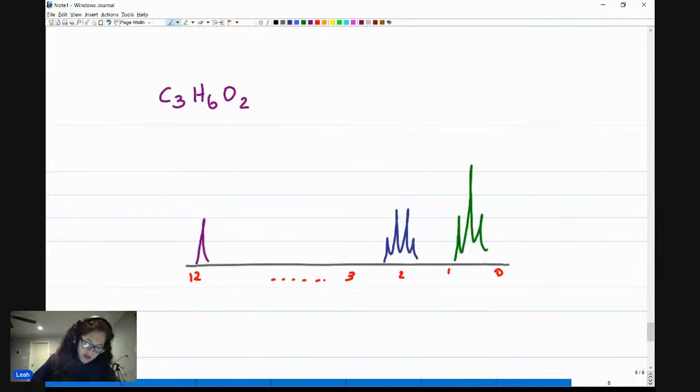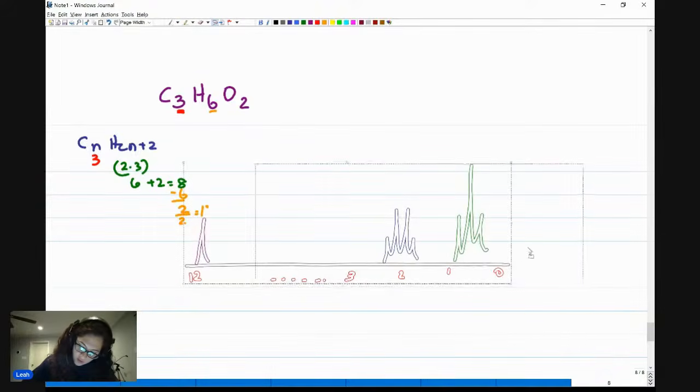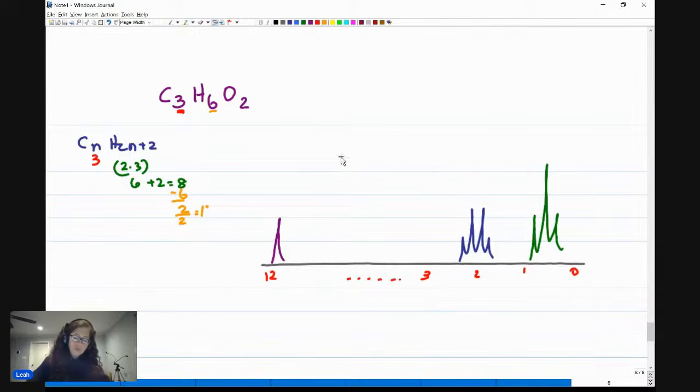First thing, index of hydrogen deficiency. We want CnH2n plus 2. N is the number of carbon atoms. That is 3. So that means 2n plus 2 is going to be 2 times 3, which is 6, plus 2 is equal to 8. I only have 6. 8 minus 6 is 2. Divided by 2, I have 1 degree of hydrogen deficiency. Let's move this over so that we're not crowded here. This molecule is going to have 1 pi bond or ring.